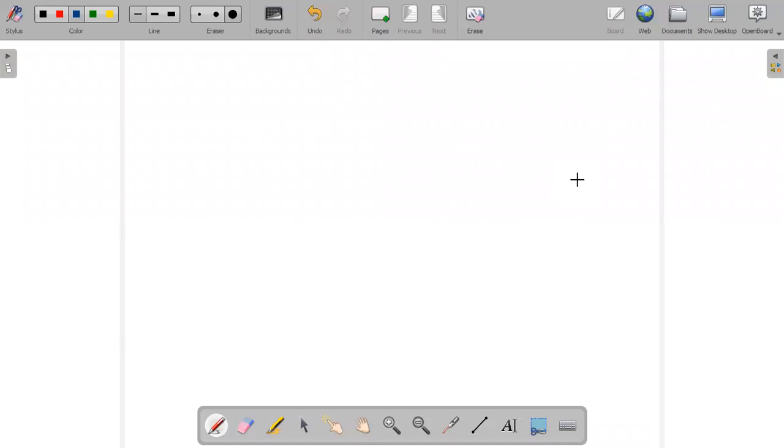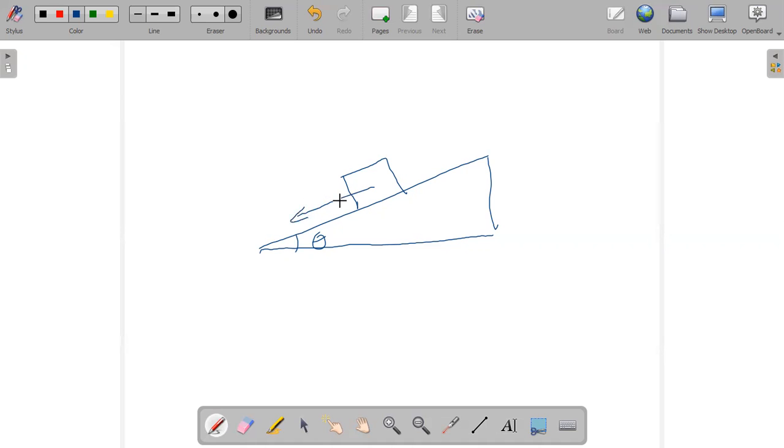I want to go ahead and do a little extra on the block on the ramp, because this is everywhere in beginning physics. So you've got a ramp and a block, and you've got some angle theta here. We want to know its acceleration, which is going to be whatever component of gravity points in the direction it accelerates. We want to know what that is.